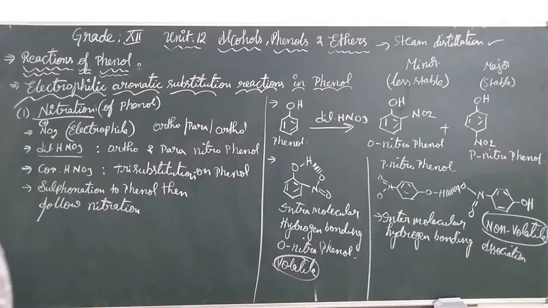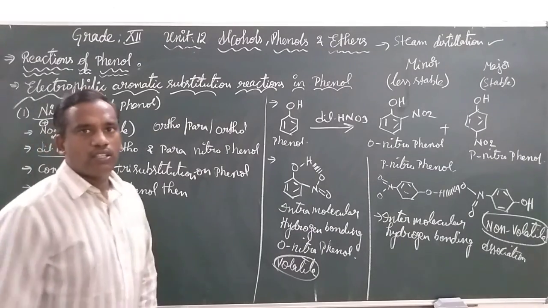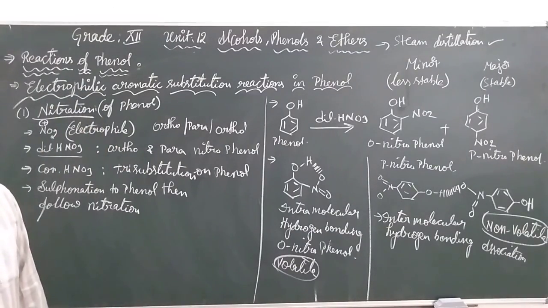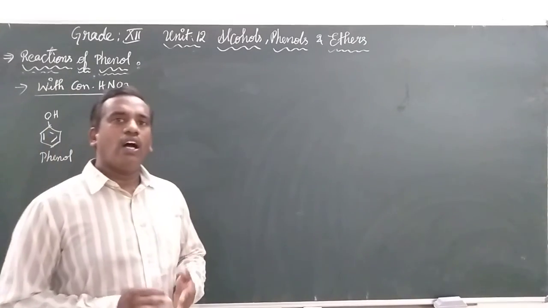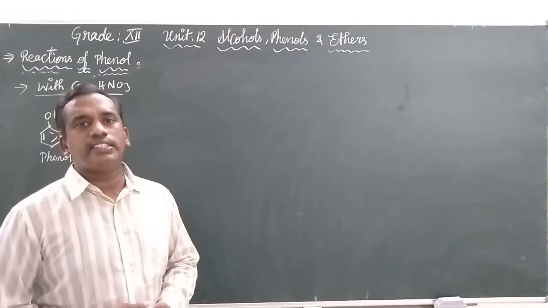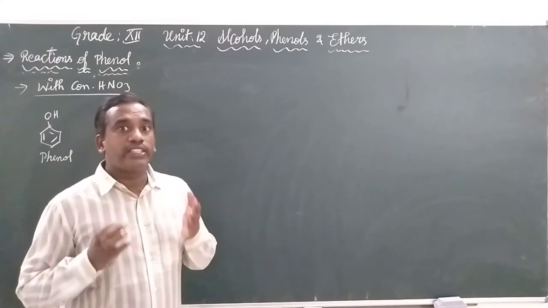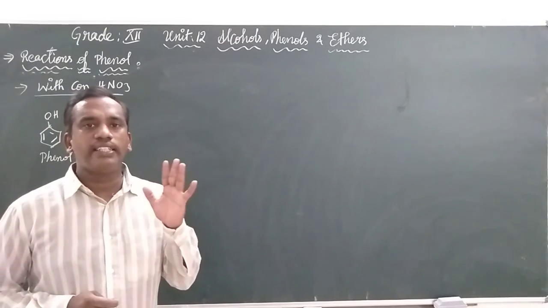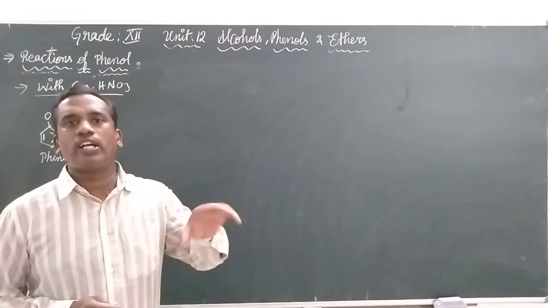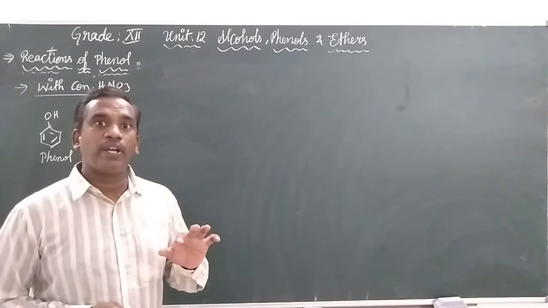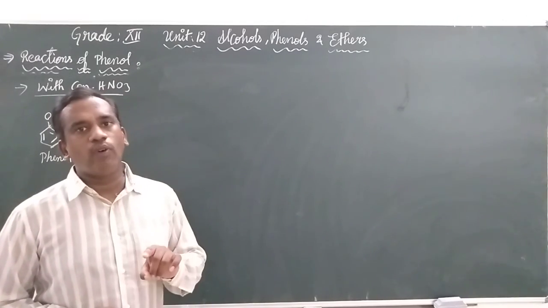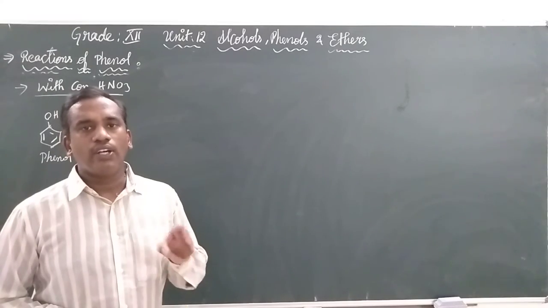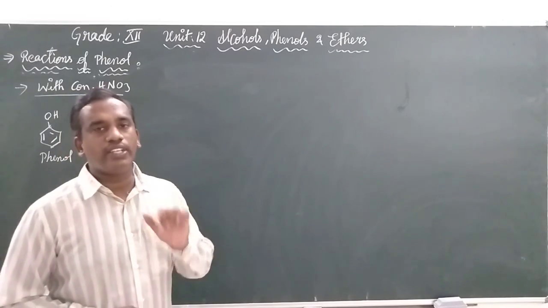So let us see the halogenation of phenol. Let us also see the reaction of phenol with concentrated nitric acid. With dilute nitric acid we got ortho and para products separately. We had already separated them using steam distillation. Ortho is steam volatile, para is non-volatile. That is the method we use to separate them.